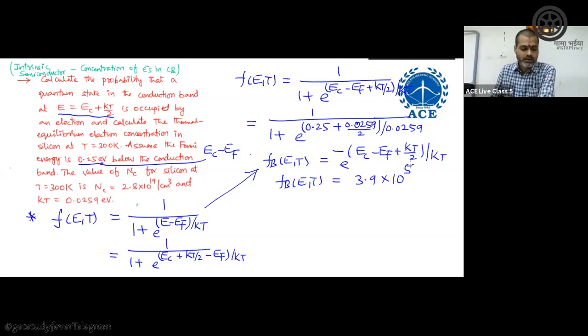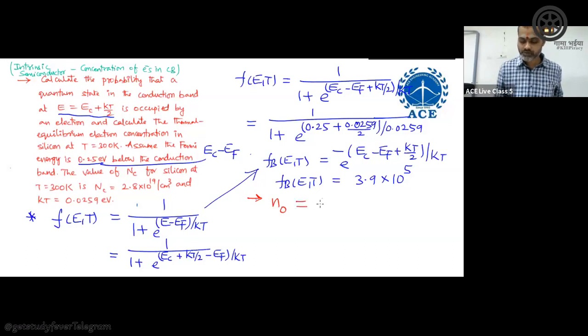Now what is the other parameter that we need to obtain? Calculate the thermal equilibrium electron concentration. Because I am taking equilibrium, you can put it as N0. So N represents the concentration of electrons, and this suffix indicates it is under equilibrium. So what is the formula? Again, it is the notation.